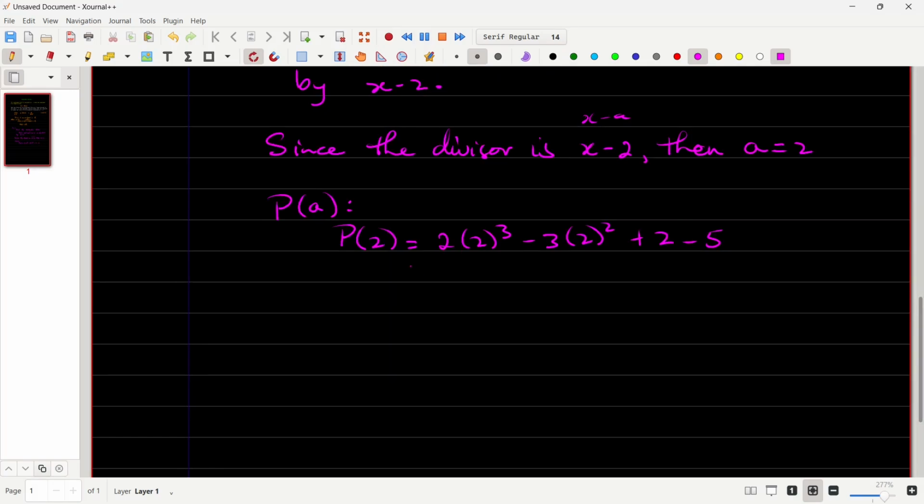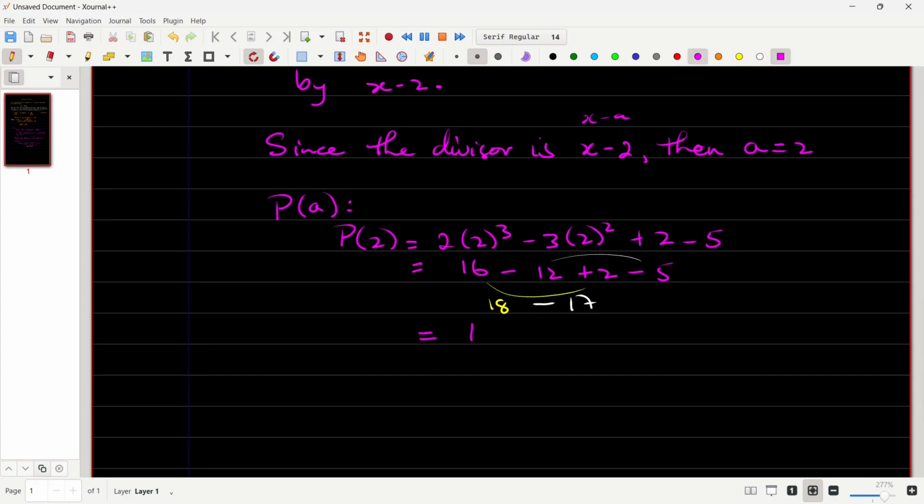Working that out, we're going to get 2 twos, 4 twos, 8 twos, 16 minus 2 twos, 4 by 3, 12 plus 2 minus 5. Usually when I'm doing this, I tend to group terms together, the positive and the negative. So I would group these together and get 18, and then I'll group these together and get negative 17. And I'll get my answer right away: 1.